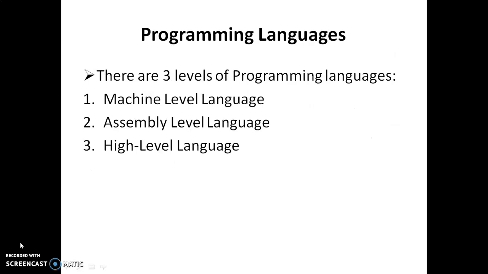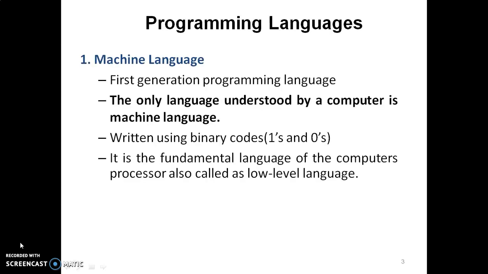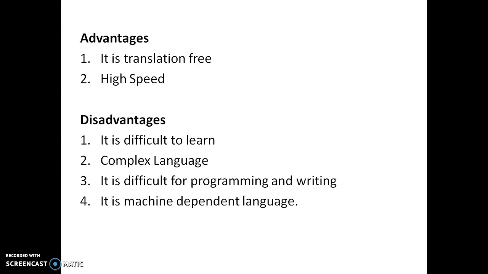Let's start with the programming languages. There are three levels of programming languages: machine level language, assembly level language, and the high level language. Machine level language is the first generation programming language. The only language understood by the computer is the machine level language, which is written using binary codes, that is ones and zeros, and it is a fundamental language of the computer's processor, also called a low level language.